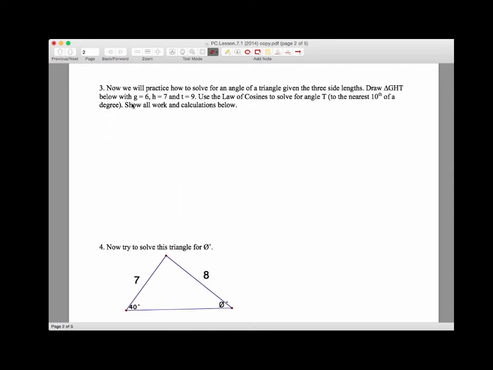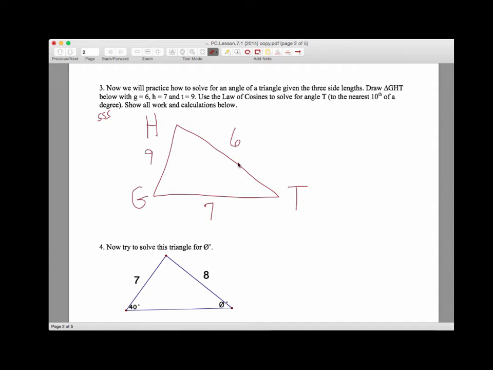All right, so let's do another practice problem. This happens to be a side, side, side problem because all three sides have been given to us in this triangle. This triangle is G, H, T. So let's label G in the bottom left, H at the top, T in the bottom right. And if that's the case, then side G will be opposite angle G, that's 6. Side H is opposite angle H, that would be 7. And side T is opposite angle T, which is 9.